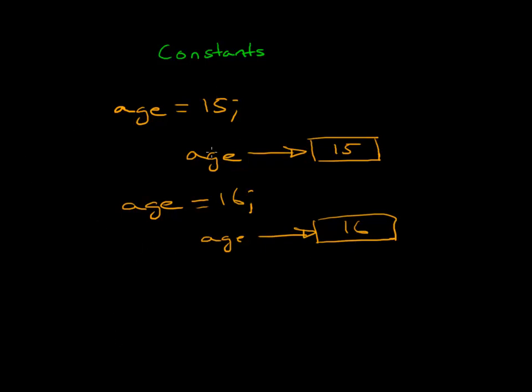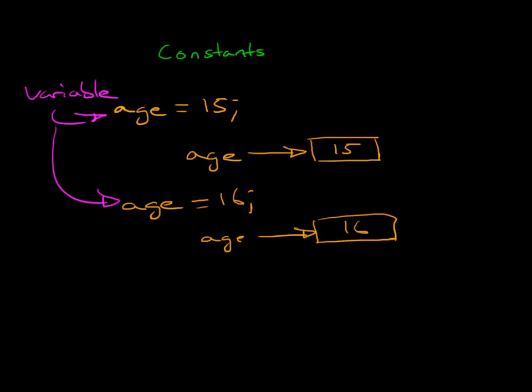Now constants, as the name says, if something's constant it cannot be changed, it's going to be the same all the time. And so if I make a constant, I can do the same thing here, age is 15, but I won't ever be able to change that. So a constant wouldn't be a good thing to use for an age. That would be better as a variable. So a variable is something where I can change the value. A constant, though, I cannot change the value.